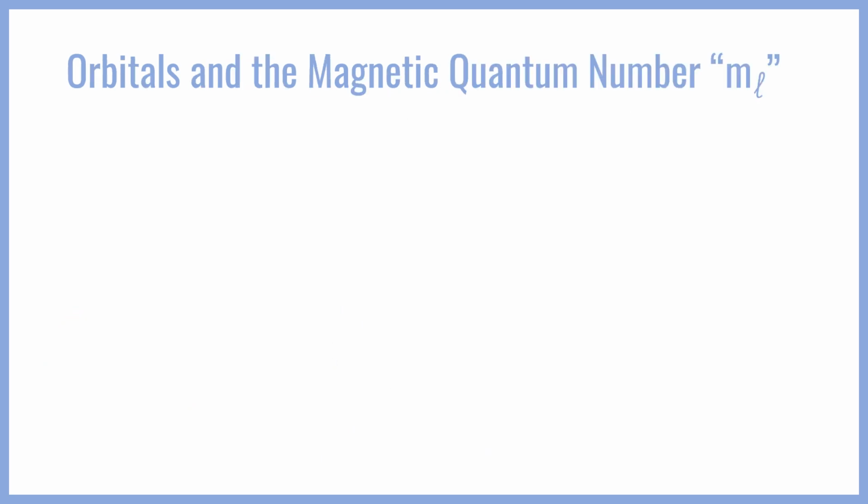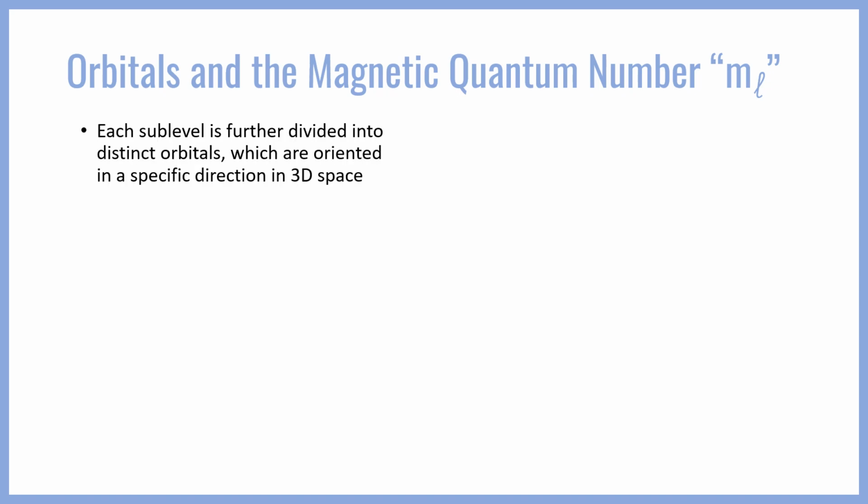Now, the next step down from sublevels are going to be orbitals, which are the actual orbits the electrons follow in their path around the atom, or more accurately, to use a quantum picture, the shape of the wave function for one particular electron within that sublevel. Each sublevel is going to be divided into these distinct orbitals, which are really geometric spatial subdivisions of how the sublevel breaks down in three-dimensional space.